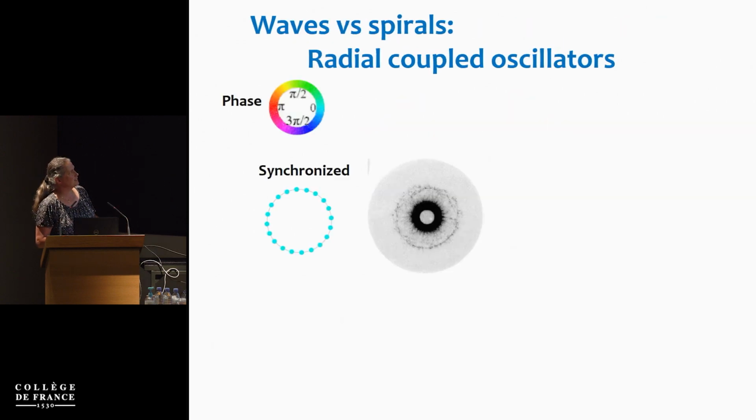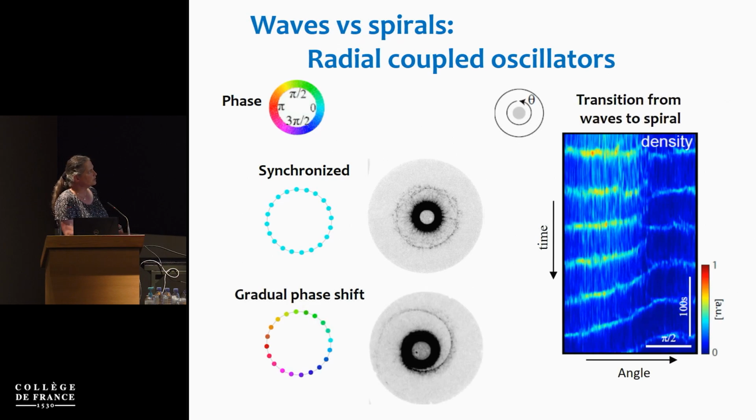Going back to these spirals, I showed you that in this periodic regime, we have this oscillator. Now, if you think of a true two-dimensional system, what I did before was essentially 1D. If we think of a two-dimensional system, then we have to think of these as coupled oscillators. The concentric waves are basically when all these oscillators are synchronized, but another solution can be a gradual phase shift along this system. And you can see here nicely a transition between waves and spirals.